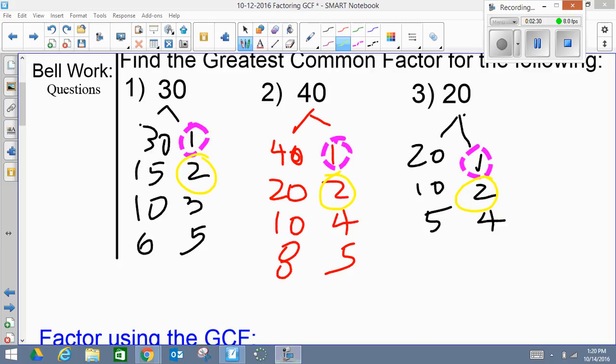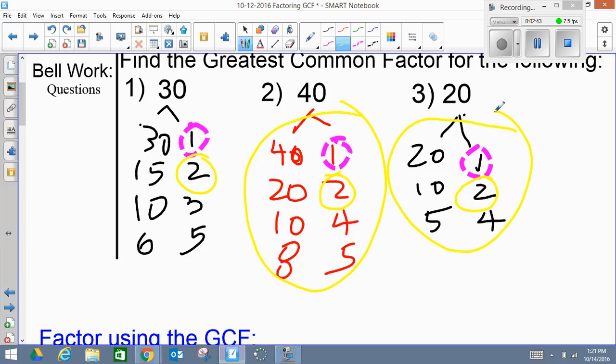So far the 2 is my greatest common factor. Let's see if there's any other common factor. Again, a common factor is something that is in here as a factor, that is also part of the 40, and it is also part of the 20. Any of those factors. So let's keep going.